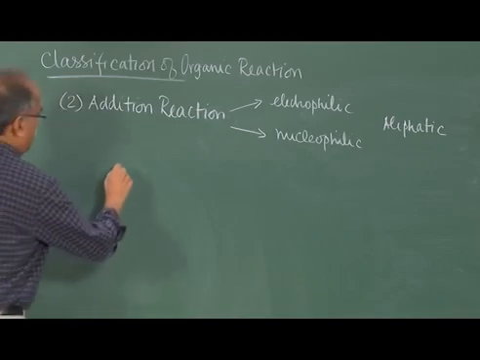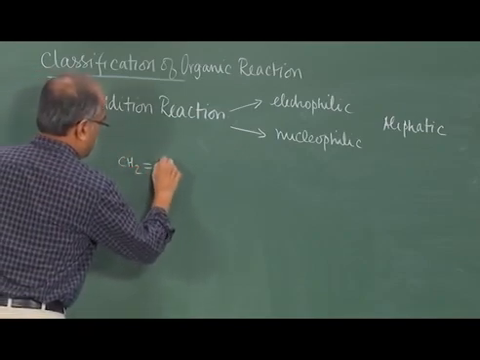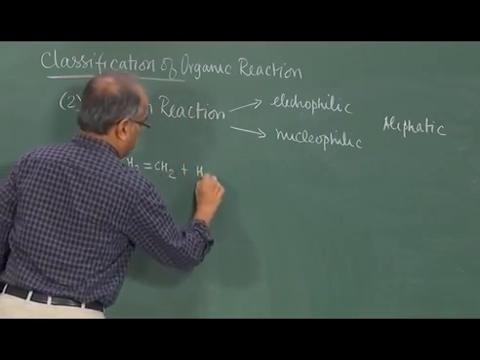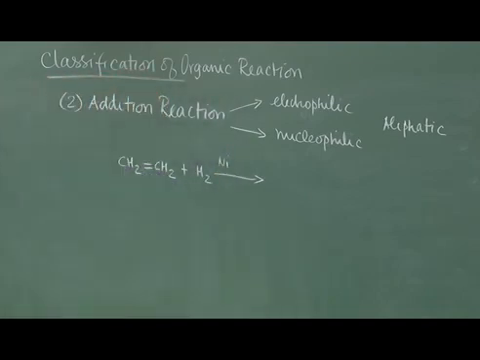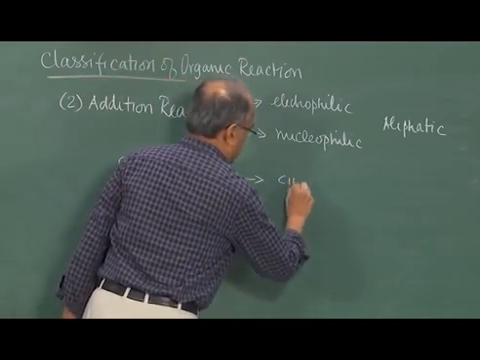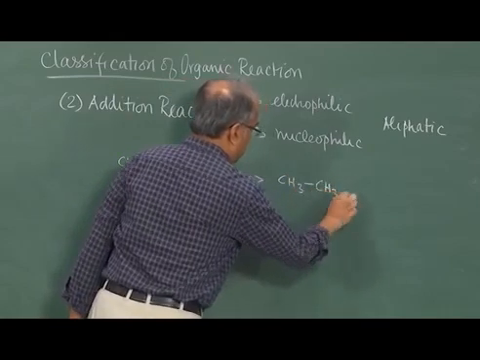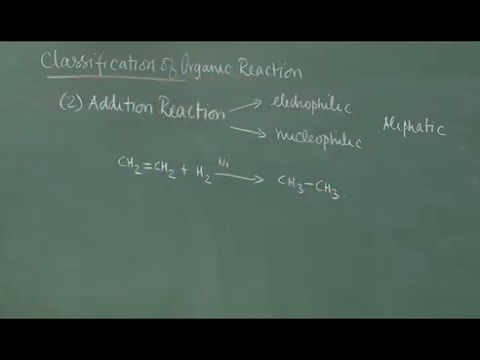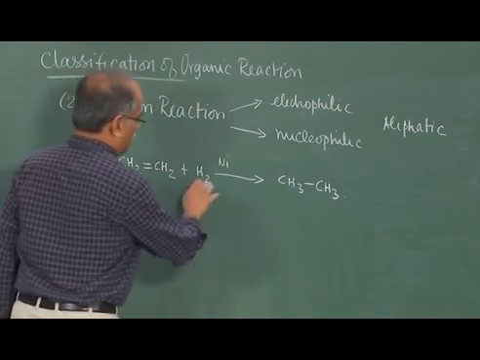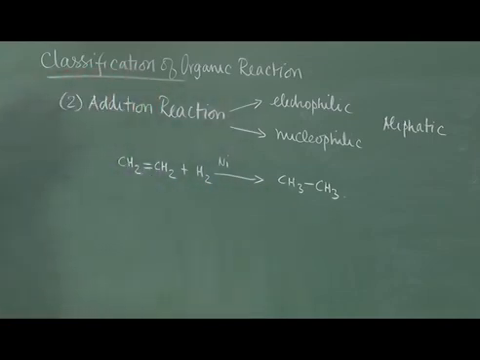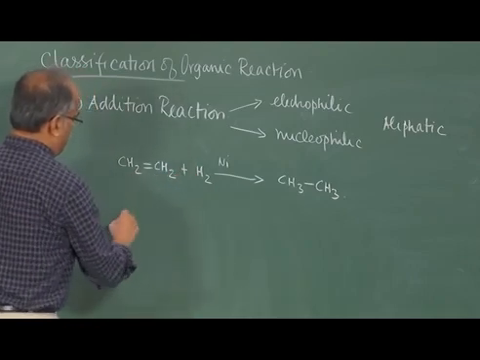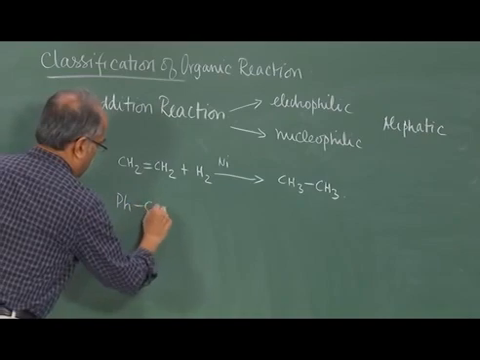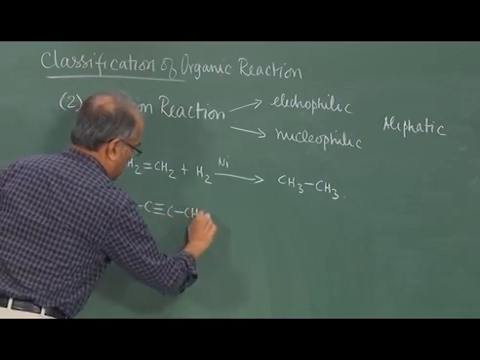Now, take the simple example of addition of hydrogen in the presence of a metal catalyst like nickel, for example. This will produce ethane as the product. Now, this is an example of an addition reaction. This is essentially a neutral H2 adding across a carbon-carbon double bond. This could be even a carbon-carbon triple bond, for example. Let us take this example.